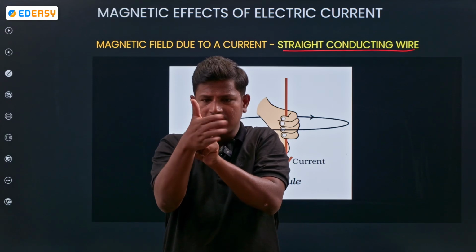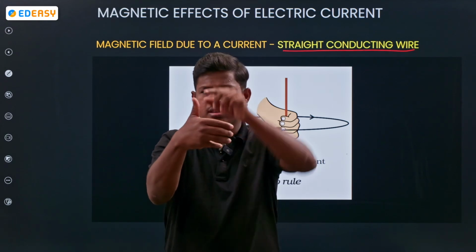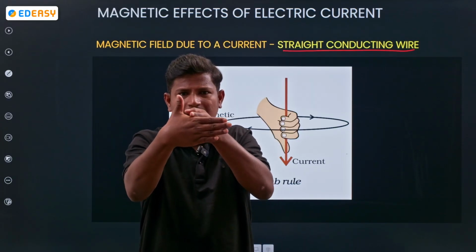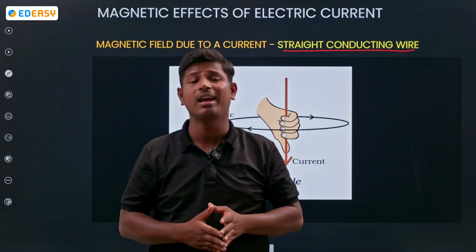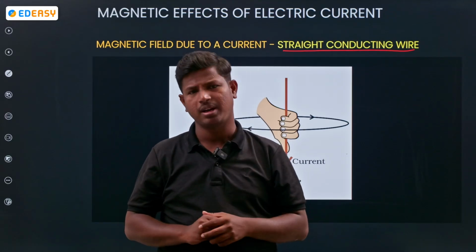The thumb is in the upward direction, and the curl fingers are pointing like this. So how will these two be? What is the angle between these two? 90 degrees. So the electric field and magnetic field are mutually perpendicular.